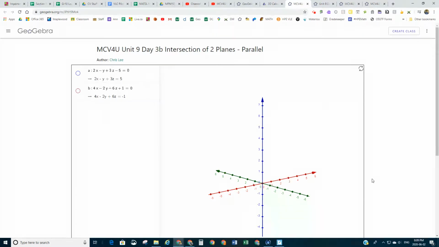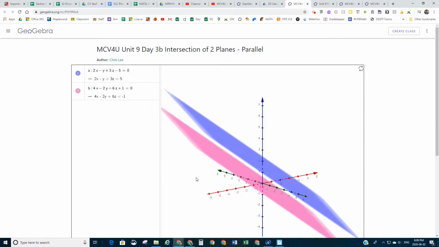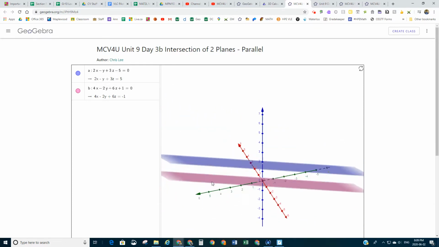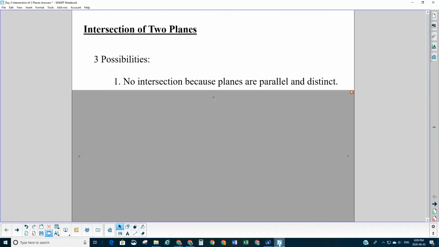We'll try and also demonstrate them here on GeoGebra, representing the three possibilities that can happen when you are investigating the intersection of two planes. The first one that I demonstrated there was if we had one plane here, and then we had another one that was parallel to it, but distinct. You can see then that the two planes are above each other, and no matter how you rotate it around, they are not going to touch. And so the intersection of these two planes would be none. And that would be our first possibility that you'll see in our notes: no intersection because the planes are parallel and distinct.